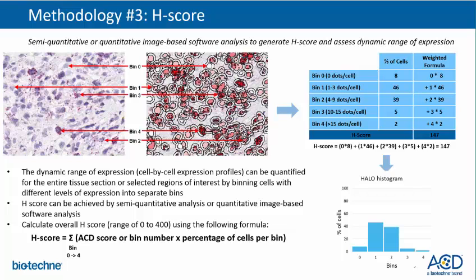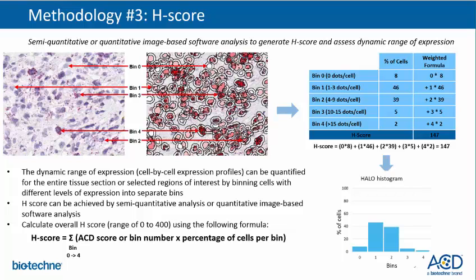The table shows that for this example, 46% of cells fall into bin 1 with an average expression level of 1 to 3 dots per cell, and only 2% of the cells fall into bin 4. This distribution can be visualized in a histogram, as you can also see below. All this data can also be collapsed into one value.